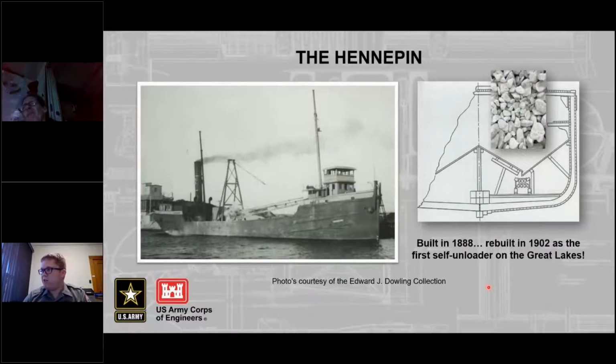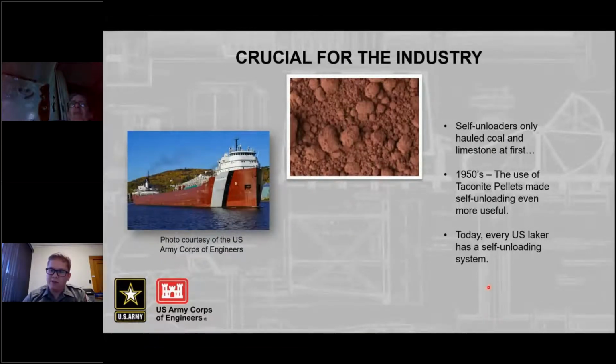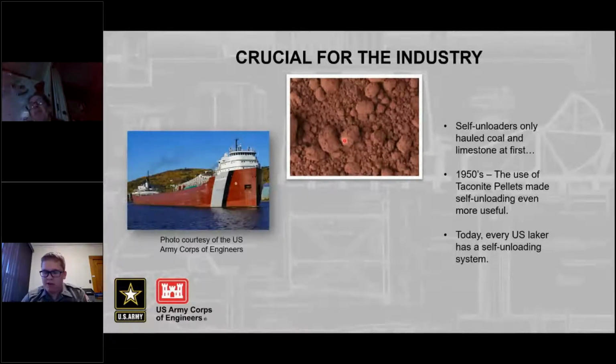If you're curious, that's what limestone looks like, and that was what the system was originally designed to carry. Limestone is still a major cargo here on the Great Lakes because it has so many uses. Although self-unloading systems were more efficient, it took several decades before they were standard for Great Lakes ships. It was believed by ship owners and shipbuilders that self-unloading technology couldn't unload the natural iron ore depicted above here. Self-unloaders were mostly used to transport limestone and coal early on.